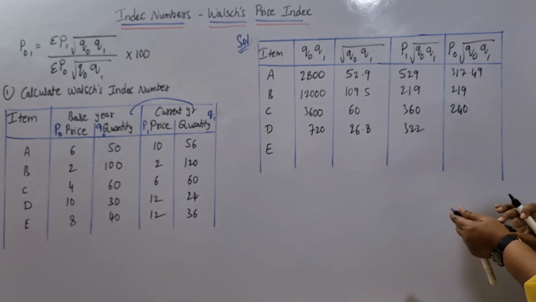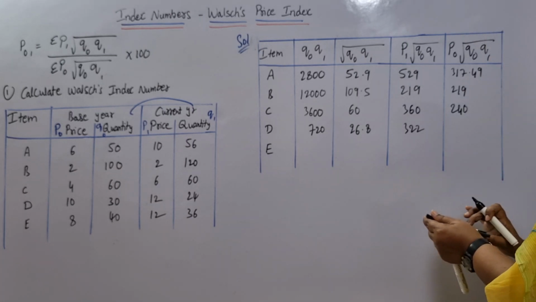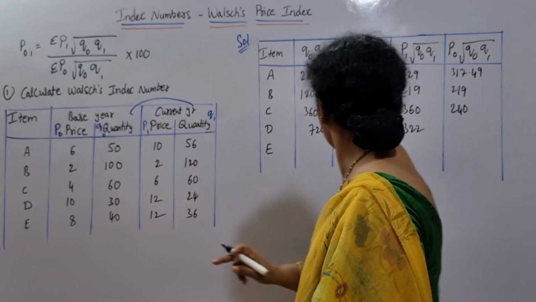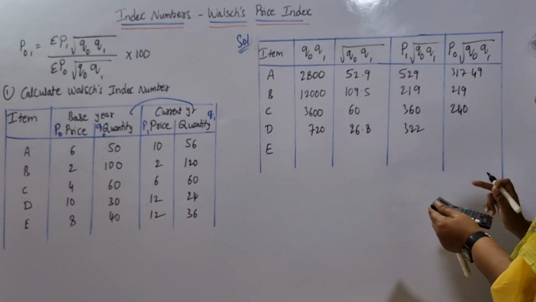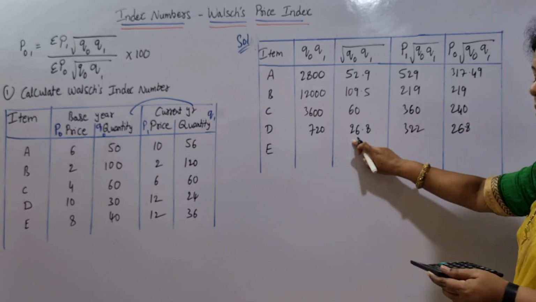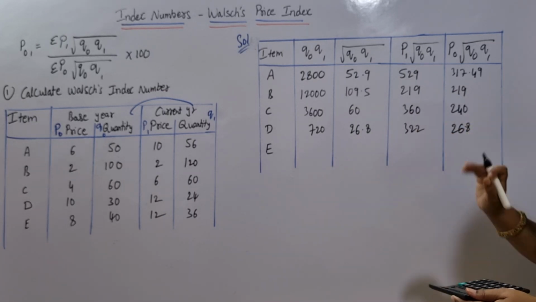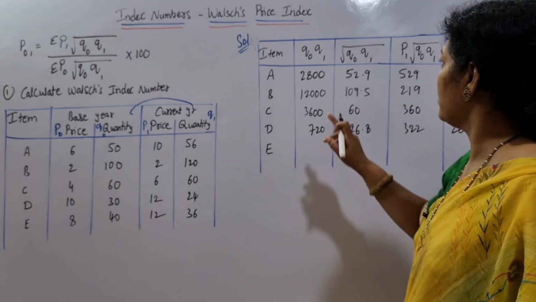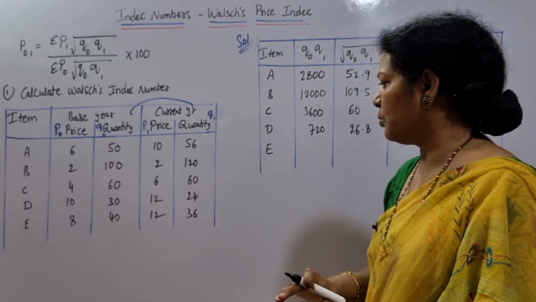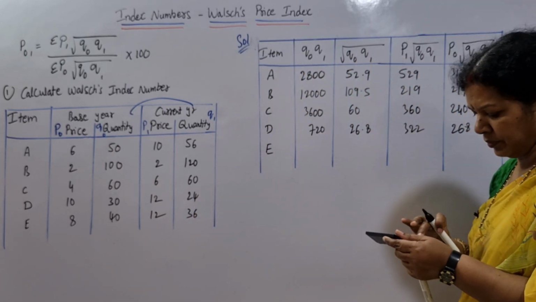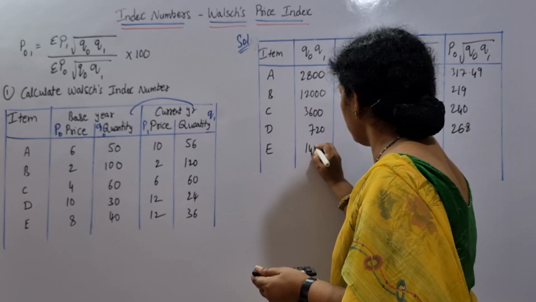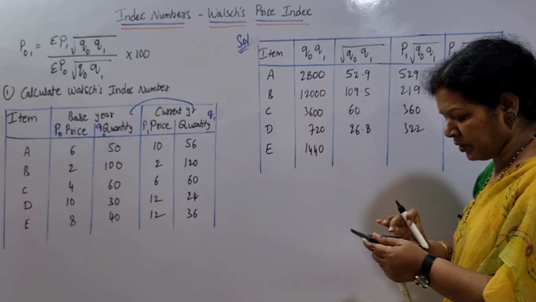Next is 26.8 into P0. P0, it is the fourth one, not 10. 26.8 into 10, it comes to 268. Now last bit, Q0, Q1. Last bit 36 into 40, 1440. We'll remove the root of this 1440.